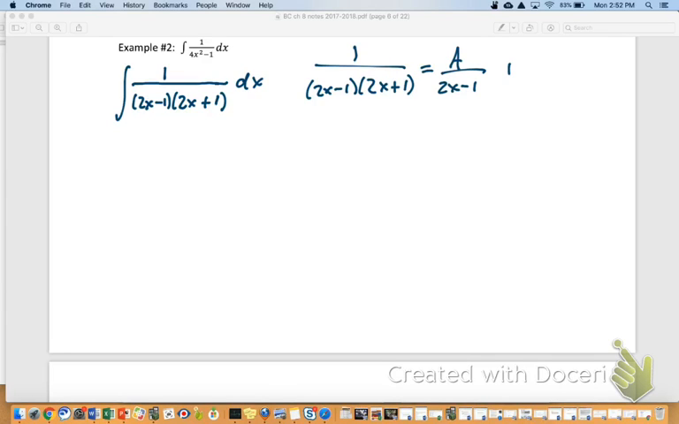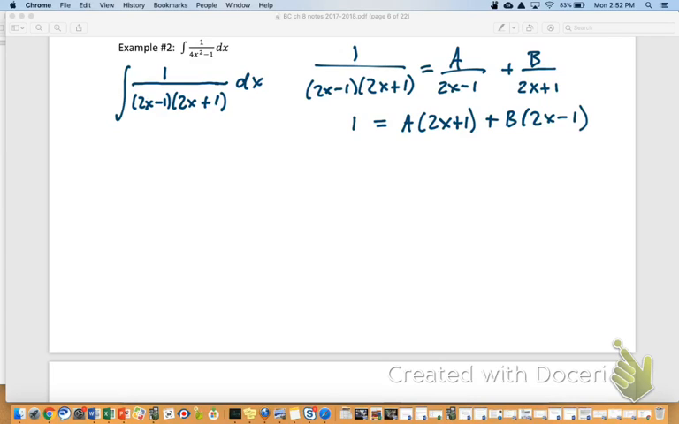Okay, so this is my setup, and I know talking to Julia, we set it up slightly different with the A and the B. The truth is, it should work out the same in the end. So this is how I set it up. Once I do my multiplication, I end up with 1 equals A times 2x plus 1 plus B times 2x minus 1. This is now set up for me to be successful with solving for A and B.